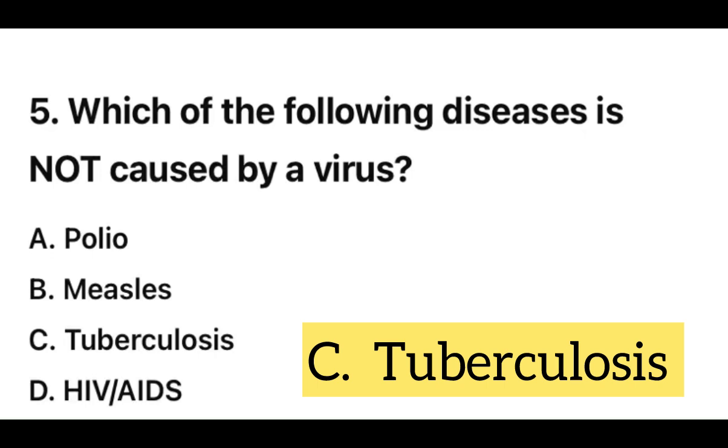Other options, like polio: polio is caused by the polio virus, which affects nerves and can lead to paralysis. Measles is a viral infection. It causes rashes and fever on the patient's body. HIV and AIDS is caused by the human immunodeficiency virus, which attacks the immune system. So TB, tuberculosis, is not a viral disease. Tuberculosis is caused by a bacterium.